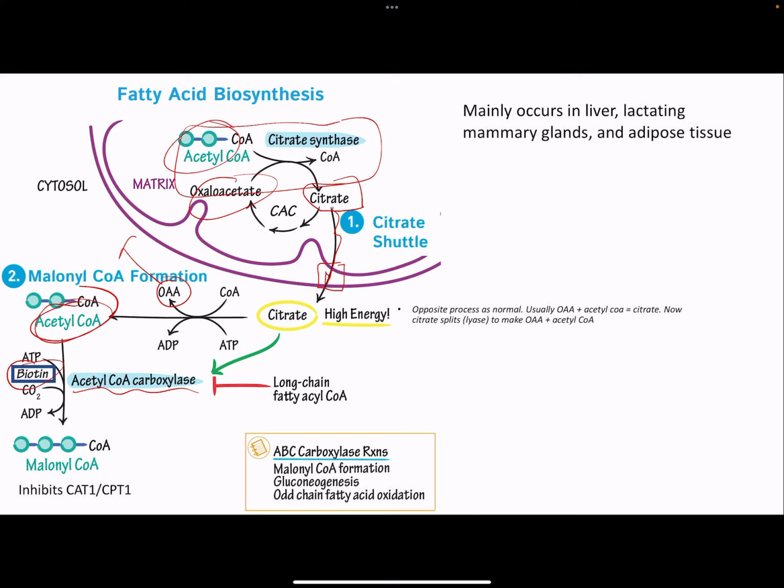Where are we making fats? Liver does any sort of metabolic thing, right? It can make fats, put them in VLDLs and send them into the rest of the tissues. Lactating mammary glands, for reasons I don't really understand. And then adipose tissue, obviously, that's the whole point. Let's just store the fats there.